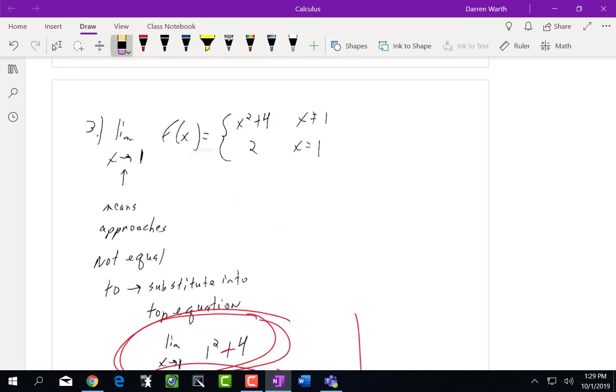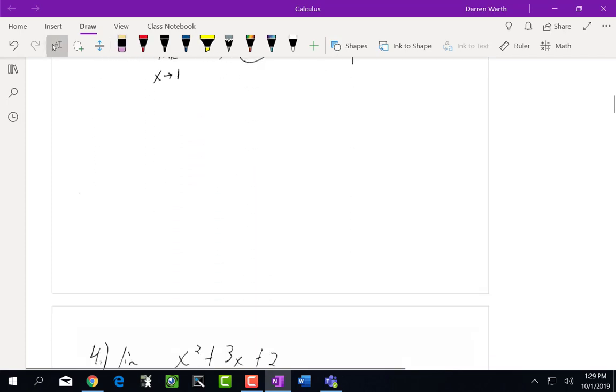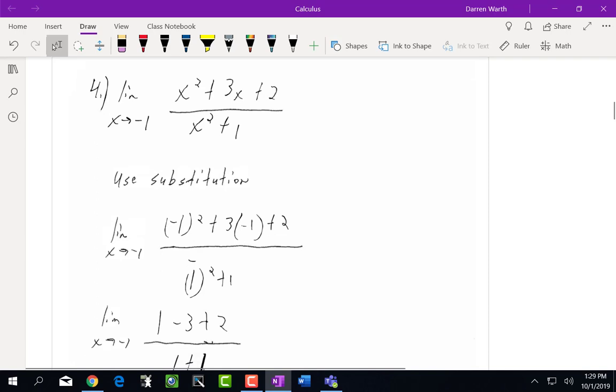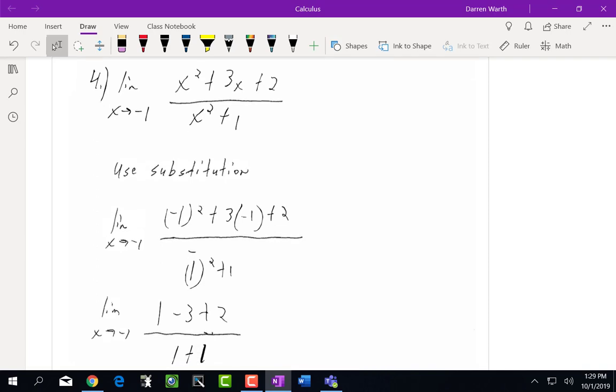So on this next problem, it says that I have the limit as x approaches -1 of x squared plus 3x plus 2 over x squared plus 1. You're going to notice that the x squared plus 1 is in your denominator, and notice the x squared plus 1 doesn't produce any problems as far as having our domain undefined.